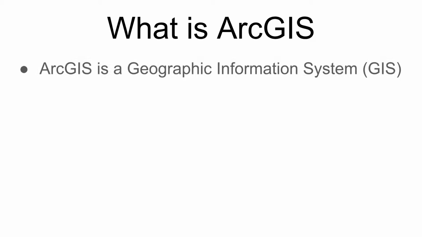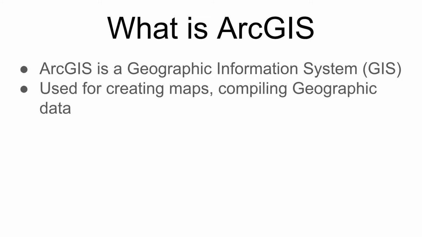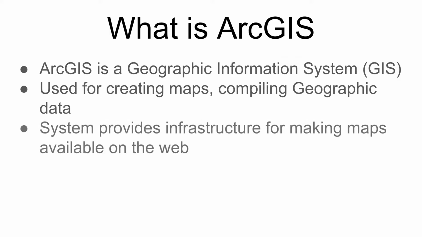So what is ArcGIS? ArcGIS is a geographic information system, or GIS, for working with maps and geographic information. It is used for creating and using maps, compiling geographic data, and analyzing your mapped information. And the system provides an infrastructure for making the maps and the geographic information available openly on the web.